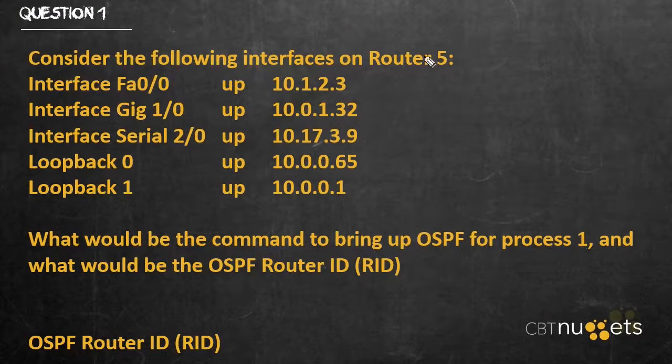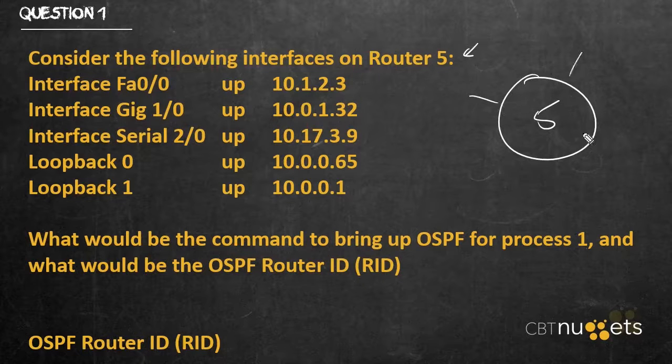Consider the following interfaces on router 5. So we got beautiful router 5 right here. It's got a whole bunch of interfaces with these IP addresses, some physical interfaces, some loopbacks. And the question is right here, what would be the command to bring up OSPF for process 1 on this router, and what would be the OSPF router ID? And to make this perfect, boom, I'll put a question mark right there. So take a moment, give that some thought. We'll compare answers in just a moment.